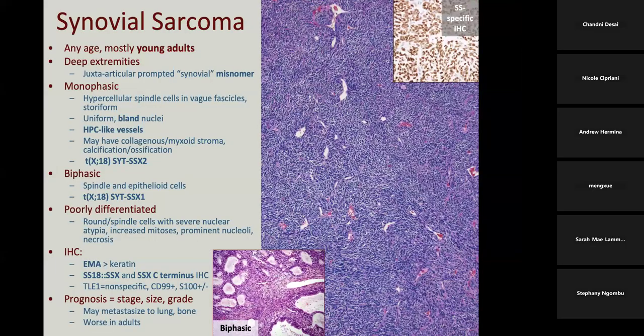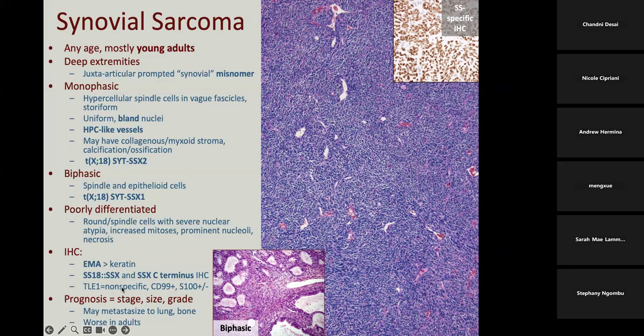All right, synovial sarcoma is a misnomer, has nothing to do with synovium, with the exception of sometimes it occurs near a joint. Mostly young adults, mostly this very, very richly cellular spindle cell storiform lesion with these thin-walled dilated blood vessels. Sometimes can be biphasic with these gland-like spaces, which are keratin positive. Whether it's monophasic or biphasic, you should have EMA expression. You should have the gene fusion of SS18-SSX.